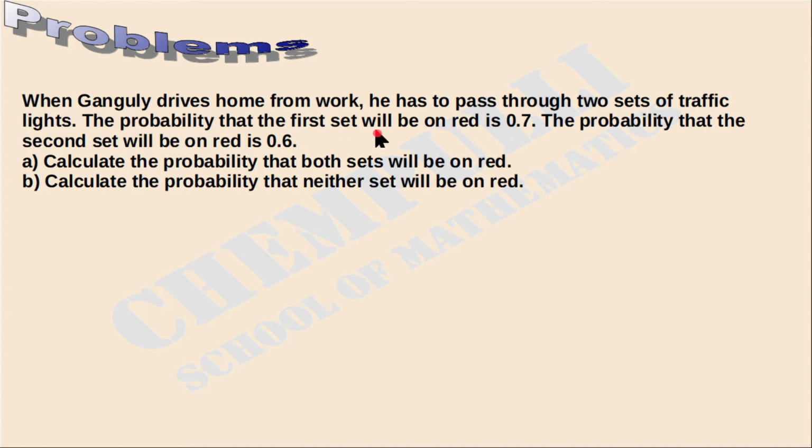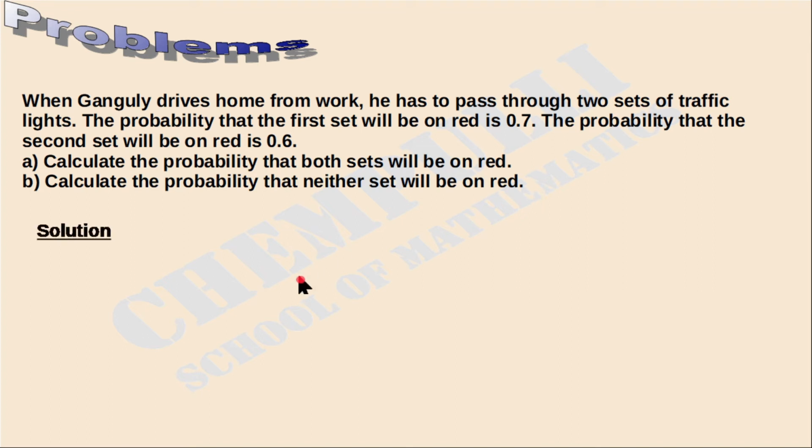Clearly, you will get the idea, because the first one does not depend on the second part, and the second part does not depend on the first part. That means these two events are independent events. Here we have to calculate the probability that both sets will be on red. The next one is to calculate the probability that neither set will be on red.